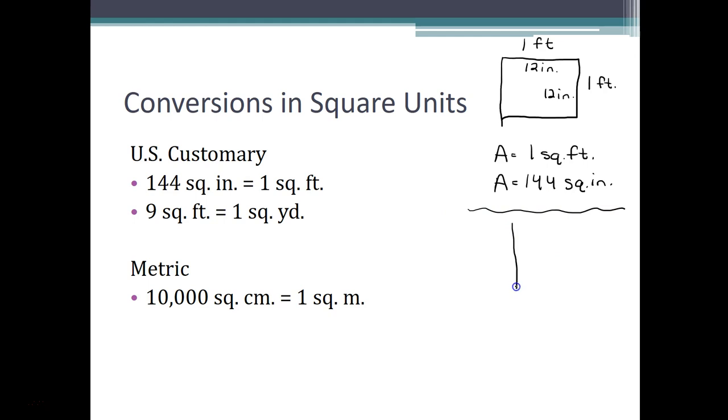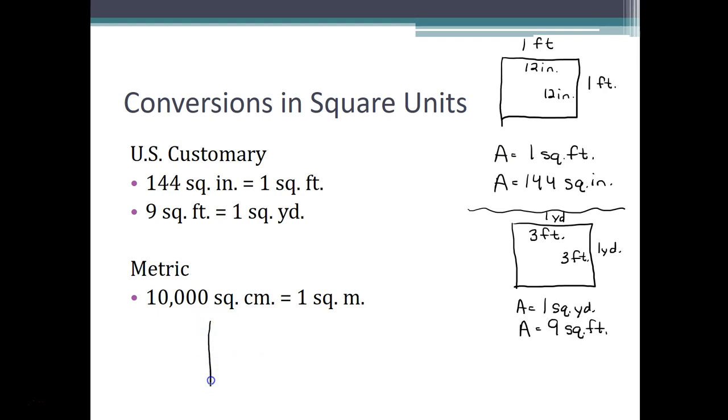Same idea with the square feet and the square yards. It could be 1 yard by 1 yard. So the area is going to be 1 square yard. But remember that a yard is the same as 3 feet. So the area could also be 3 times 3, or 9 square feet. So 9 square feet is the same amount of space as 1 square yard.